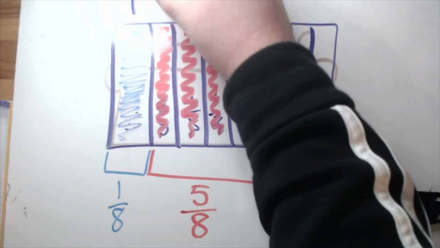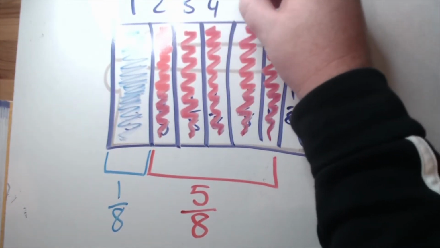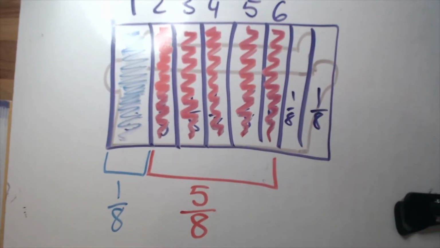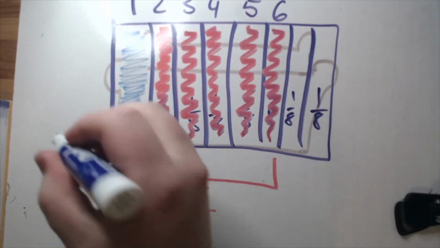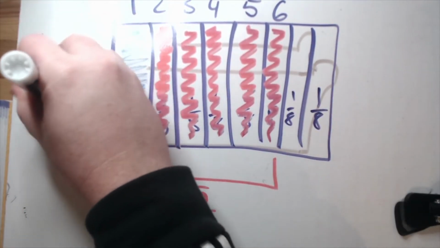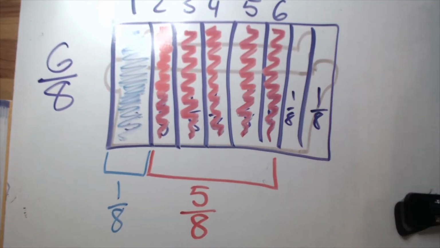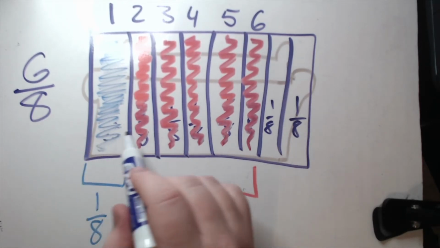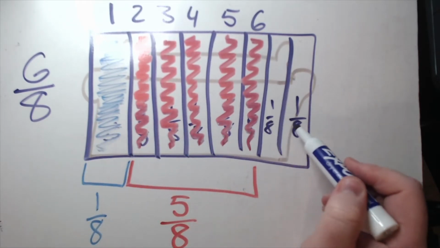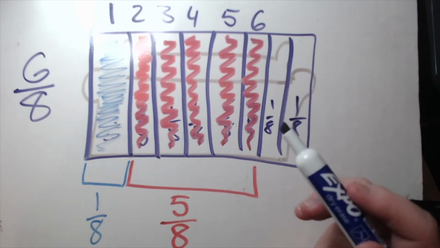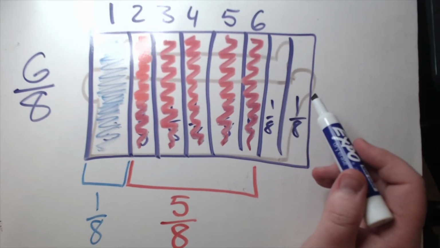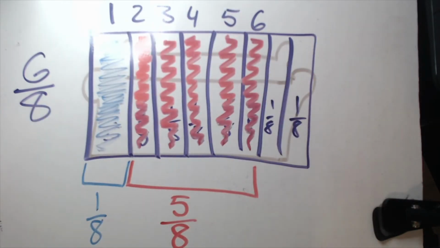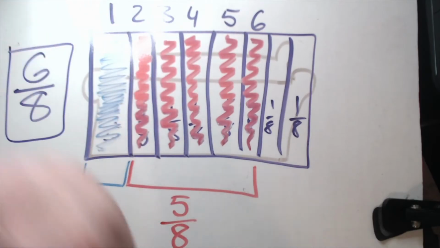So we have 1, 2, 3, 4, 5, 6 8th-size pieces, which means she used a total of 6/8 of her bread. Because, again, we had 8 total pieces. 1, 2, 3, 4, 5, 6, 7, 8 total pieces. But we only had 1, 2, 3, 4, 5, 6 pieces that got used for snacks and lunch. So our answer is 6/8.